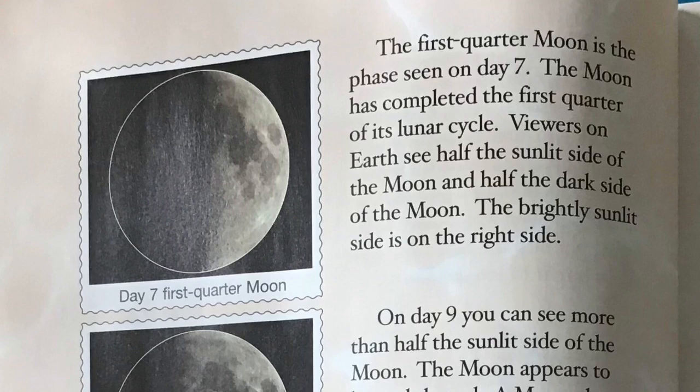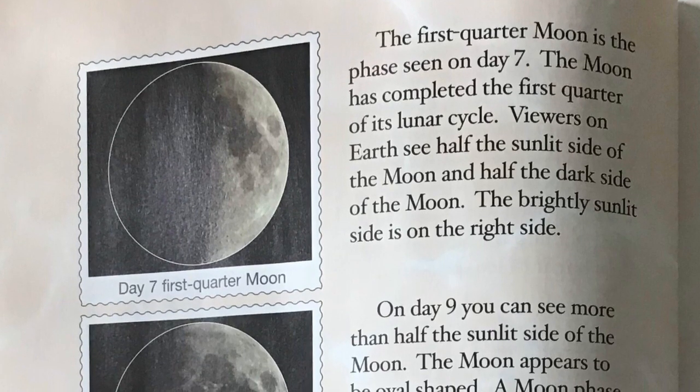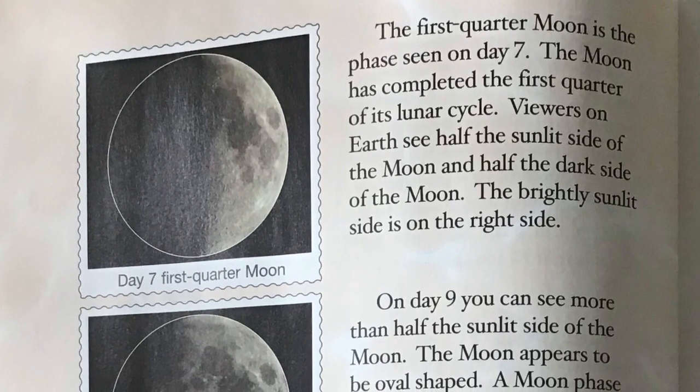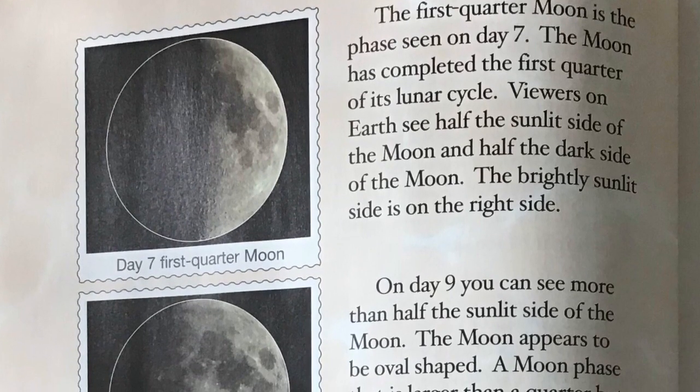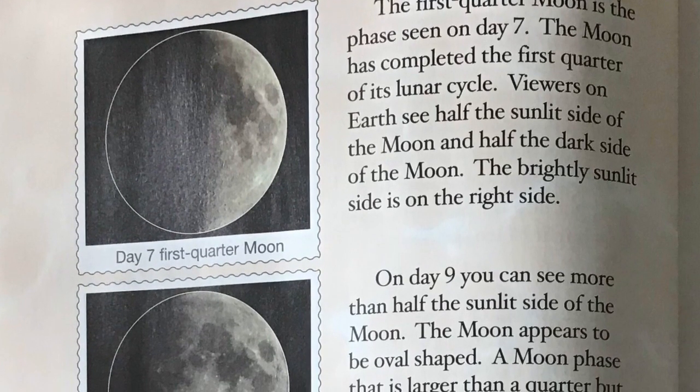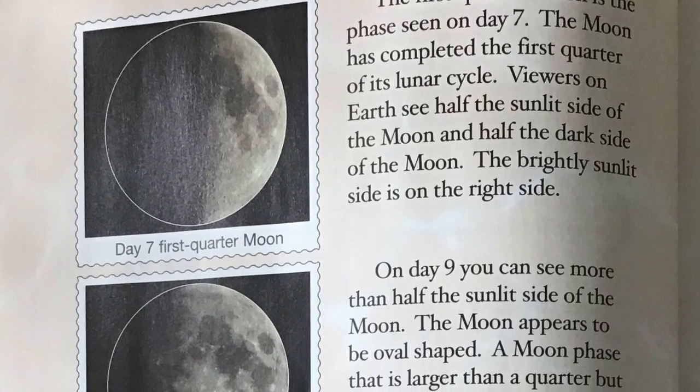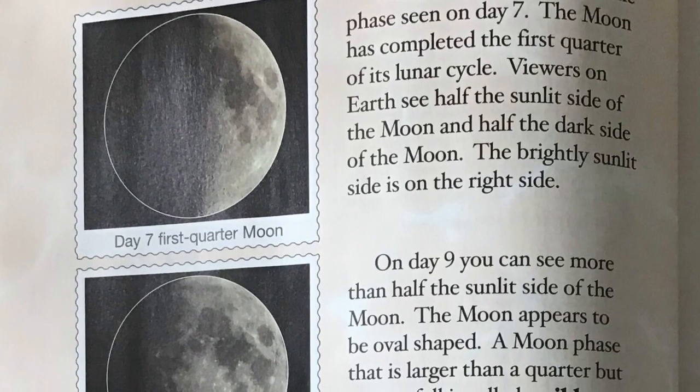The first quarter moon is the phase seen on day 7. The moon has completed the first quarter of its lunar cycle. Viewers on Earth see half of the sunlit side of the moon and half of the dark side of the moon. The brightly sunlit side is on the right side.